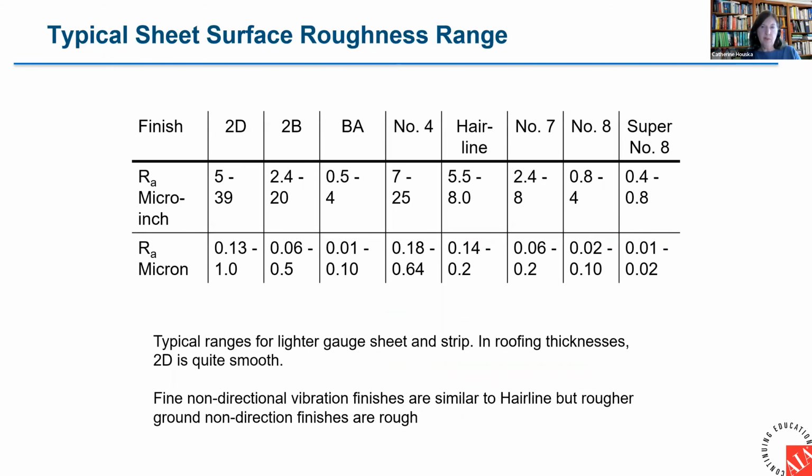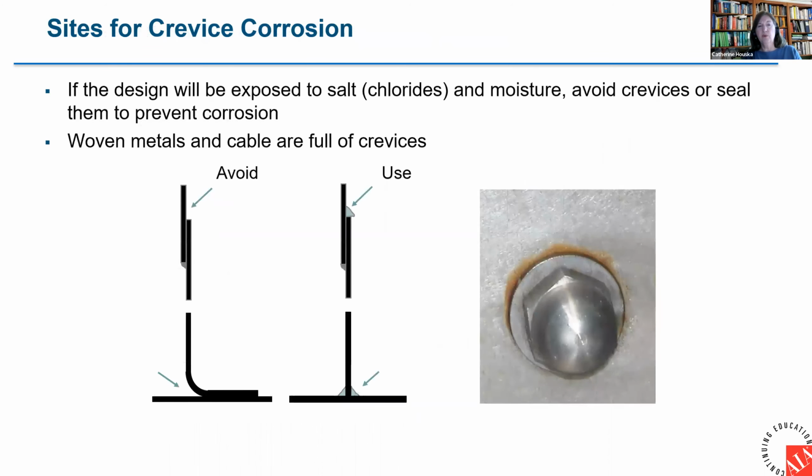In a couple of our publications, we have surface roughness ranges. I did a survey to find out what the typical surface roughness ranges are for different finishes. Now, this is in light gauges, thinner sheet and strip, not for heavier plate. And you can see the variation in number 4 from quite smooth up to quite rough. And it's all a matter of specification. So that is part of what you have to consider.